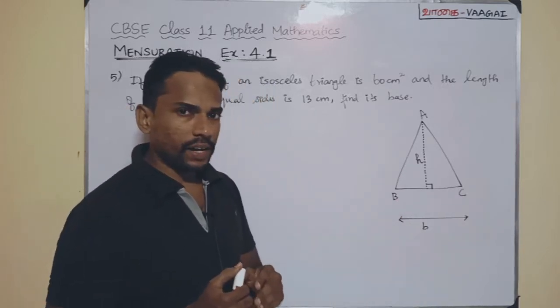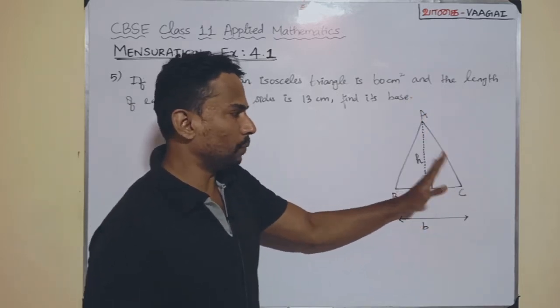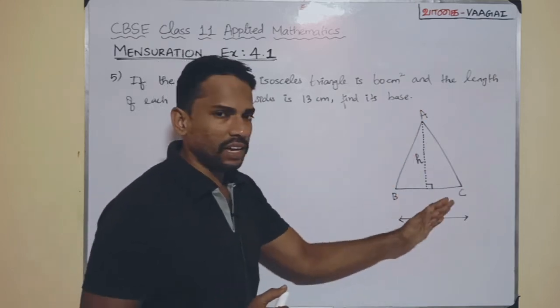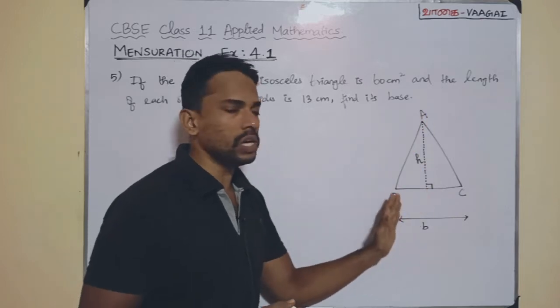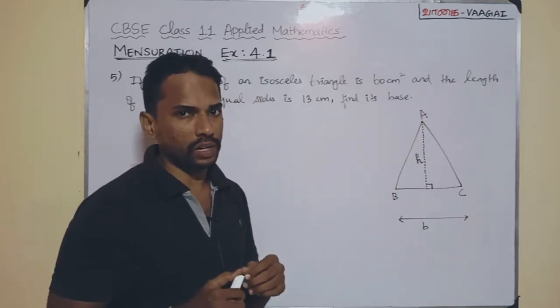Now when I try to draw a height or an altitude corresponding to our base, this height will exactly bisect your base. Bisect means it will divide it into two equal parts, two halves. Okay, so this is one property we need to know.